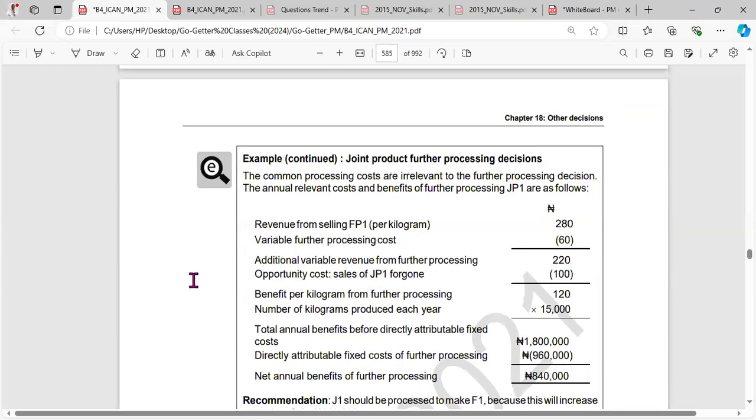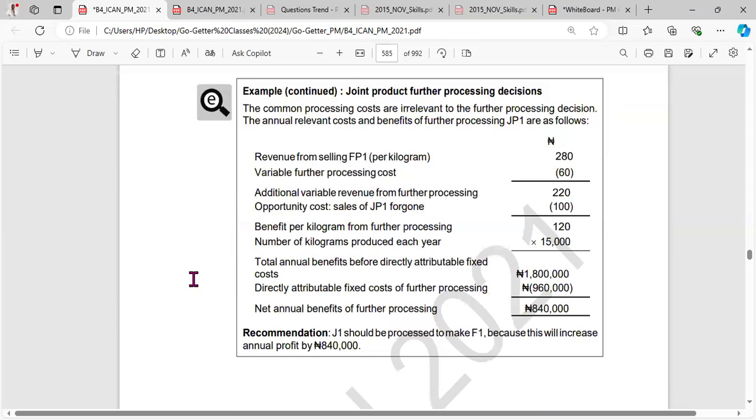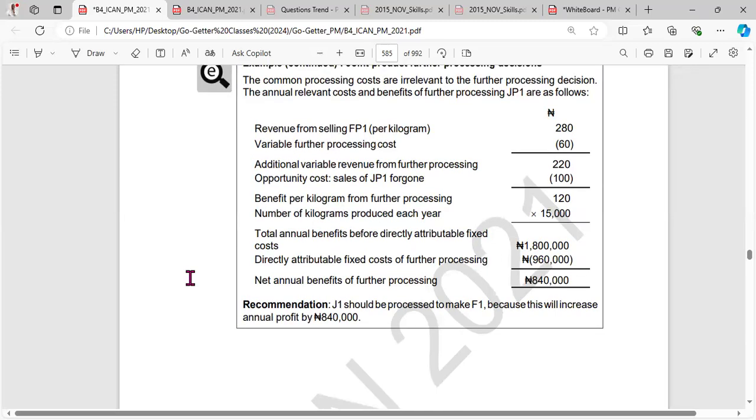So we take this 960. This is the cost that is directly attributable to J1. So this is the total benefit, 18. And look at the total cost. The net benefit will now be 840. So this is just by turning J1 to F1. So if you turn J1 to F1, your profit will increase by 840.